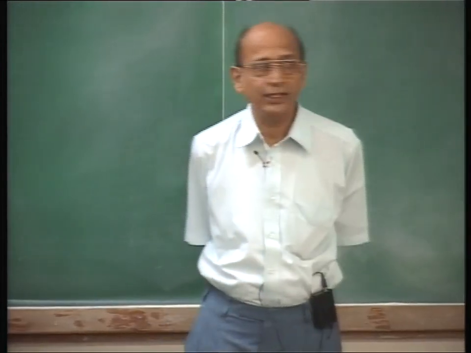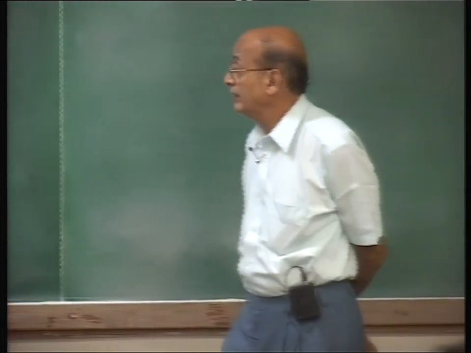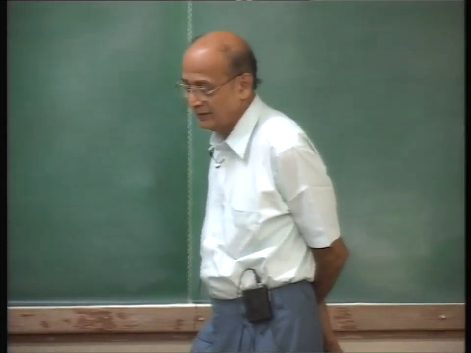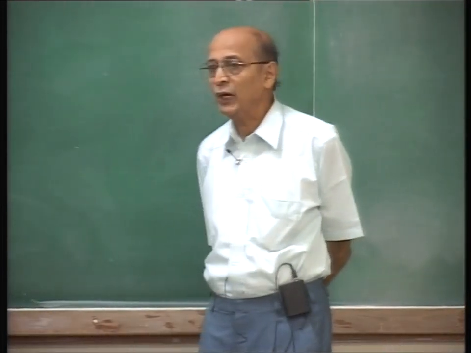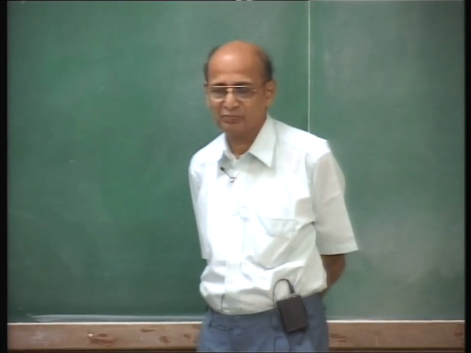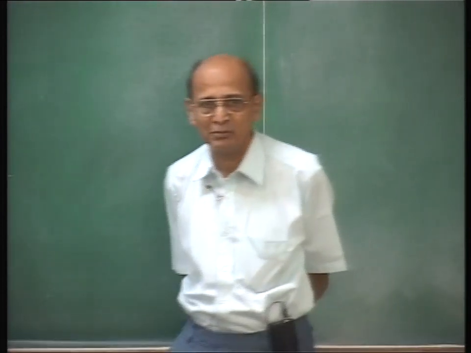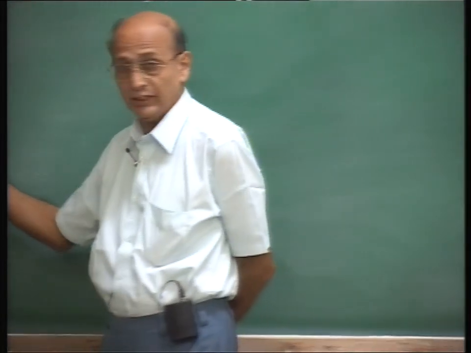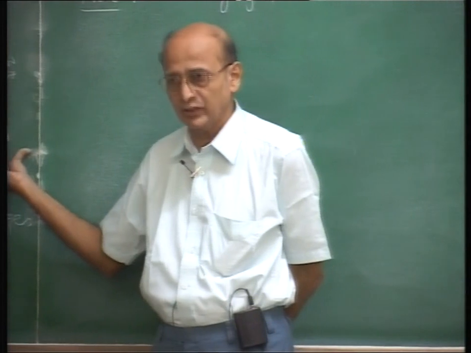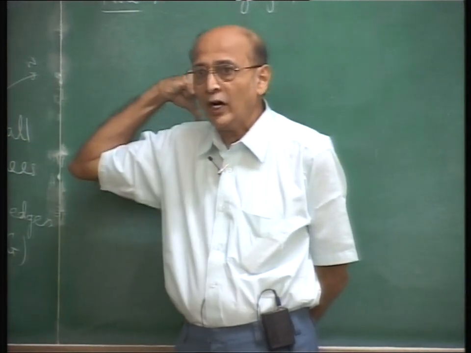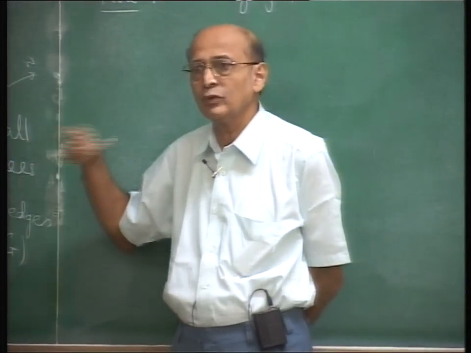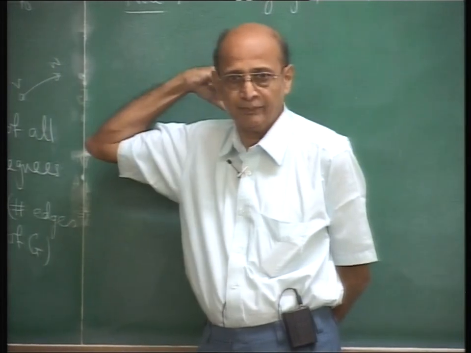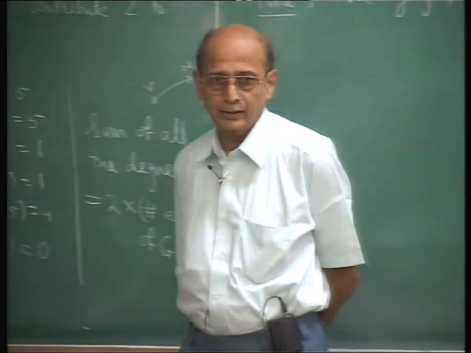If I want to get an even sum, then I have to have even number of odd numbers to get an even sum. Even numbers, of course, contribute even. Even vertices contribute even to this. Odd vertices contribute odd to this. Therefore, their number must be an even number. Okay?